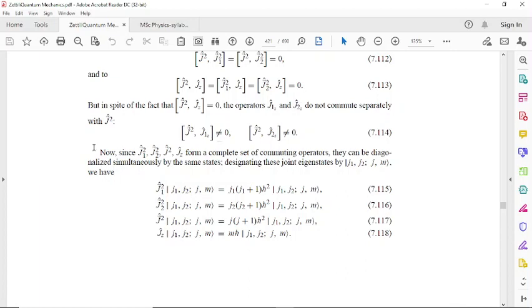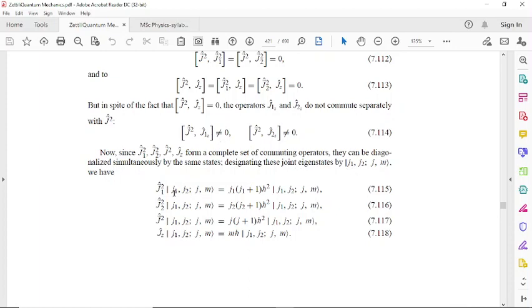But in spite of the fact that [J square, Jz] = 0, the operators J1z and J2z do not commute separately with J square. That is, [J square, J1z] is not equal to 0, and [J square, J2z] is not equal to 0. Since J1 square, J2 square, J square, Jz form a complete set of commuting operators, they can be diagonalized simultaneously by the same state, designating this joint eigenstate |J1, J2, J, M>.